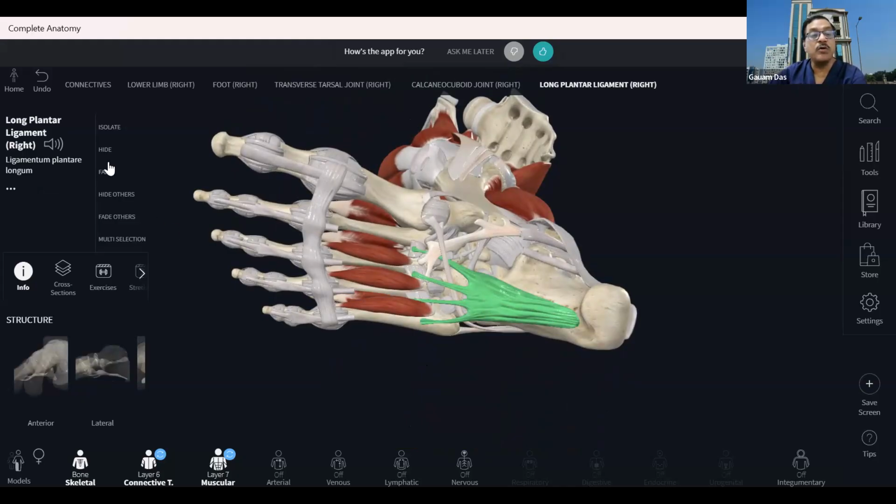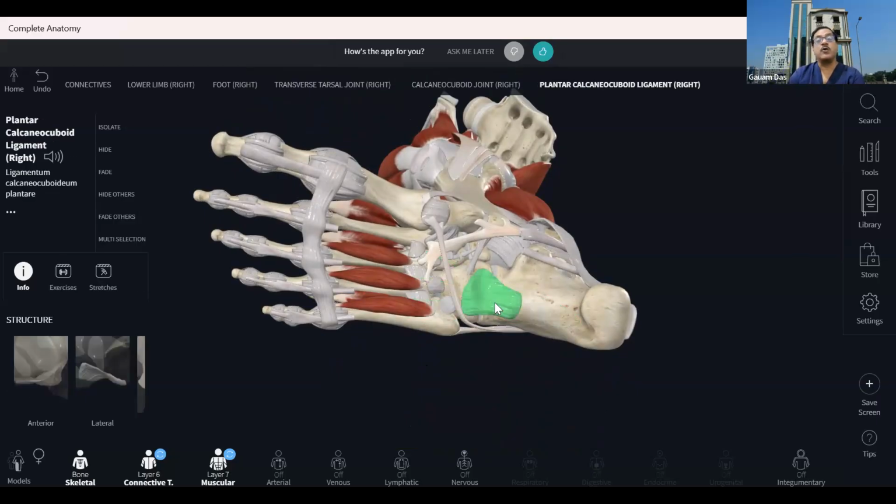And if you remove the long plantar, then you'll have the short plantar ligament. This is the short plantar ligament, also known as the plantar calcaneo-cuboid. We have seen the dorsal calcaneo-cuboid ligament, and this is the plantar calcaneo-cuboid ligament, also known as the short plantar ligament. Superficial is the long plantar, and deep is your short plantar ligament.